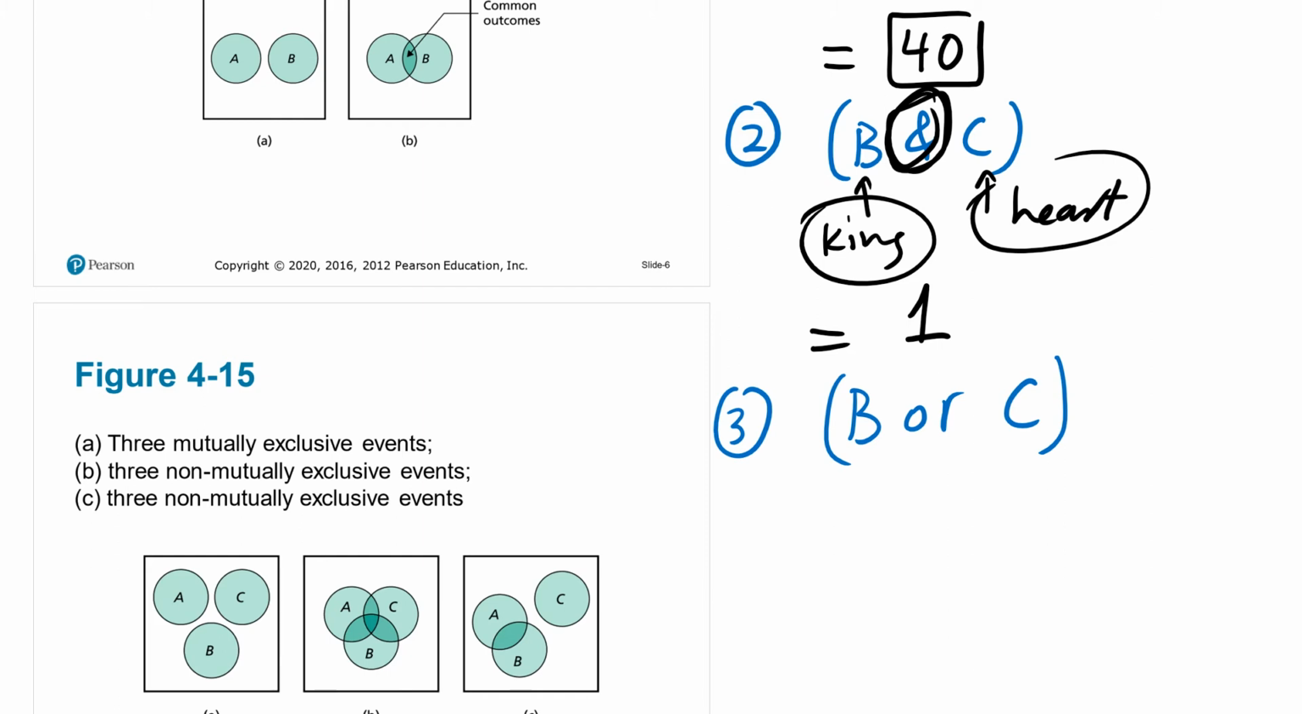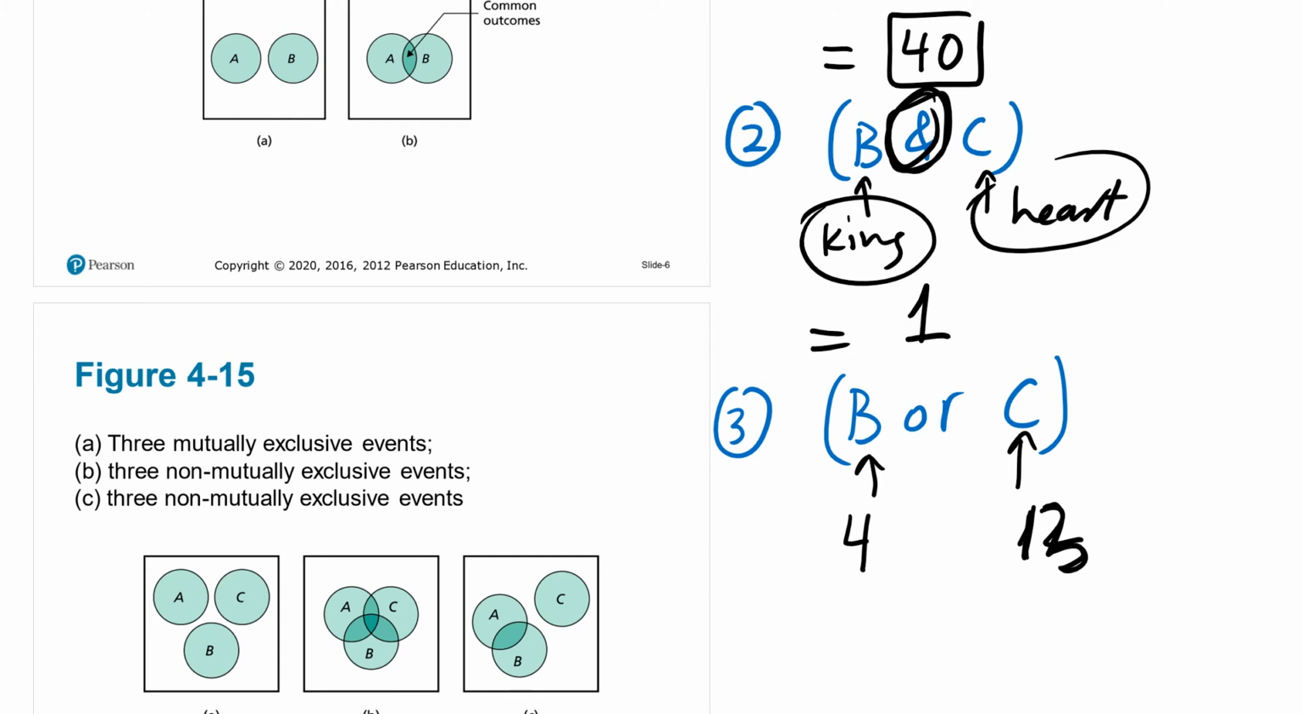Well, how many kings are there and how many hearts are there? We know there are 13 hearts, and B is the kings. So how many kings are there? 4 kings. So what would be the total here? Sorry, there's a 13 here. So 13 and 4.